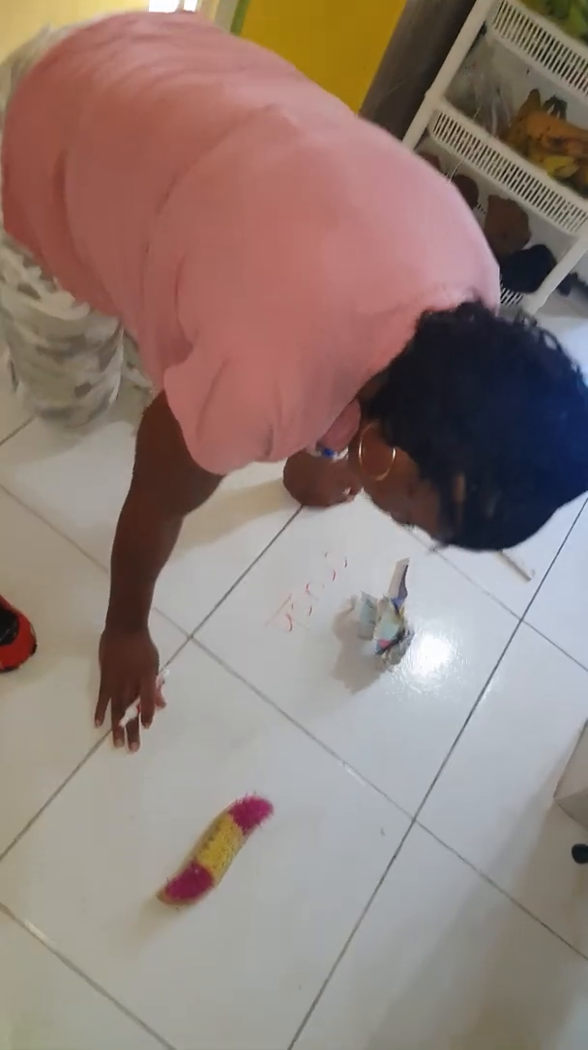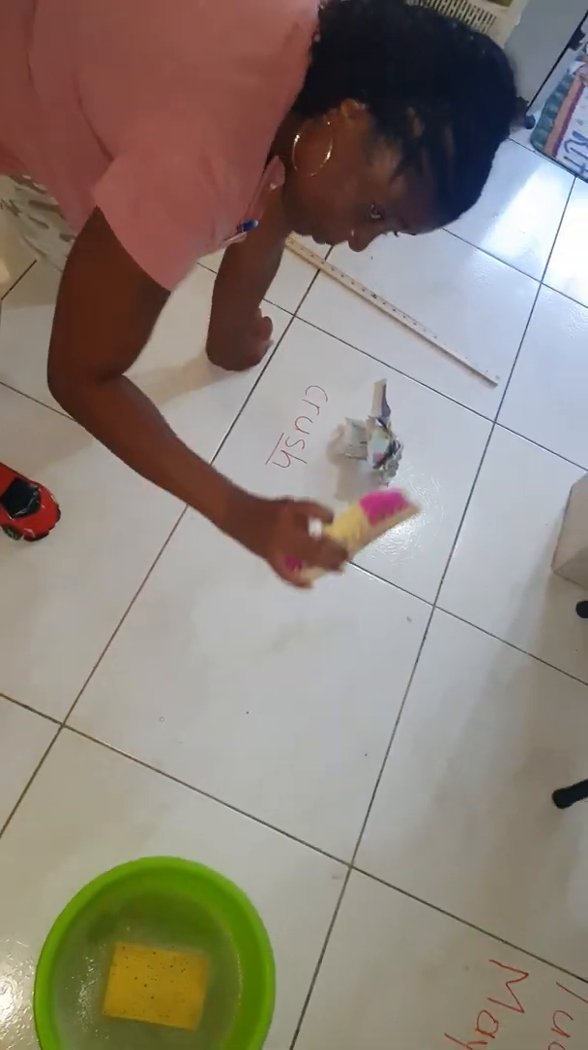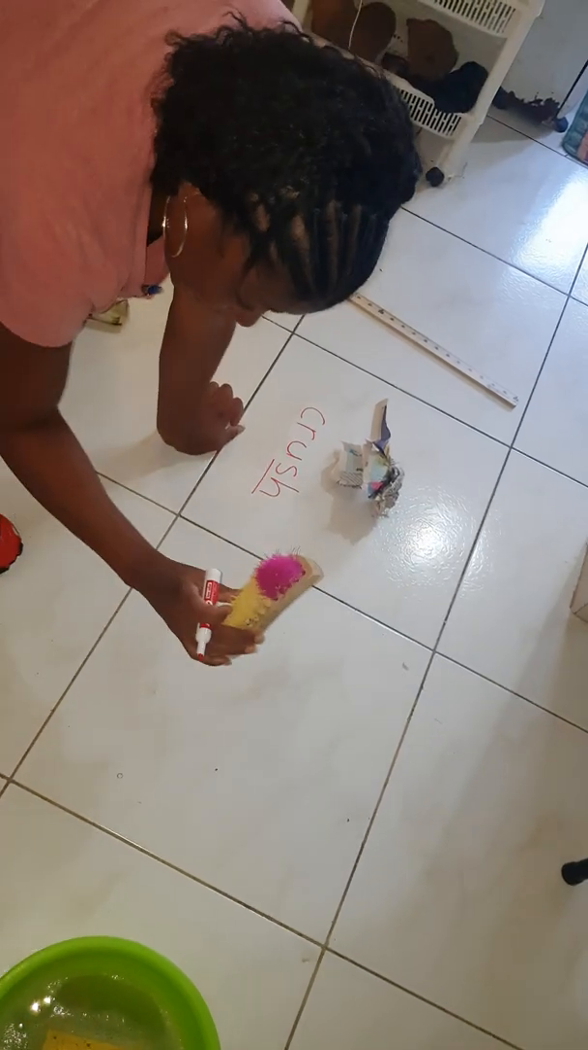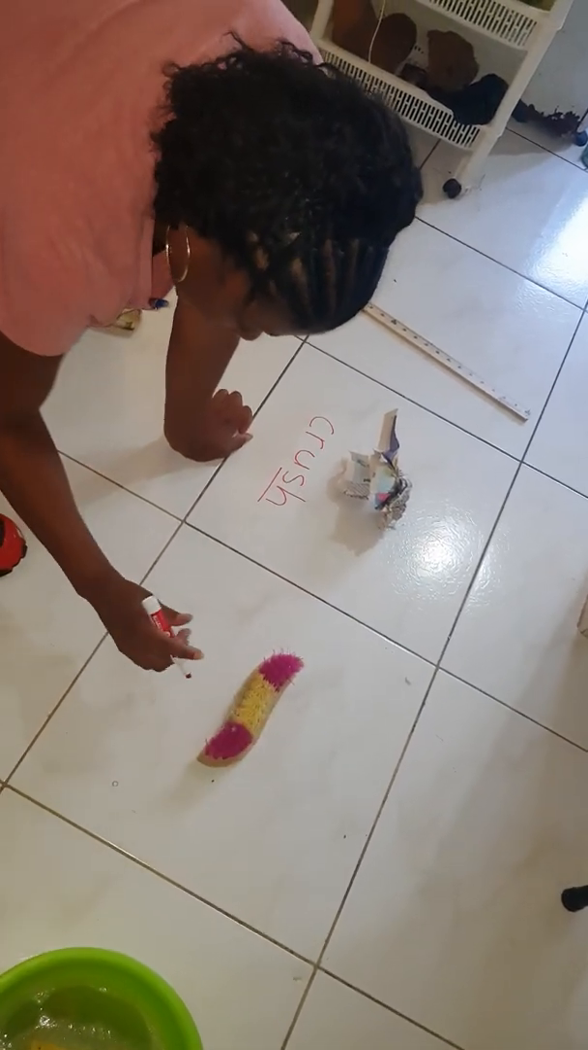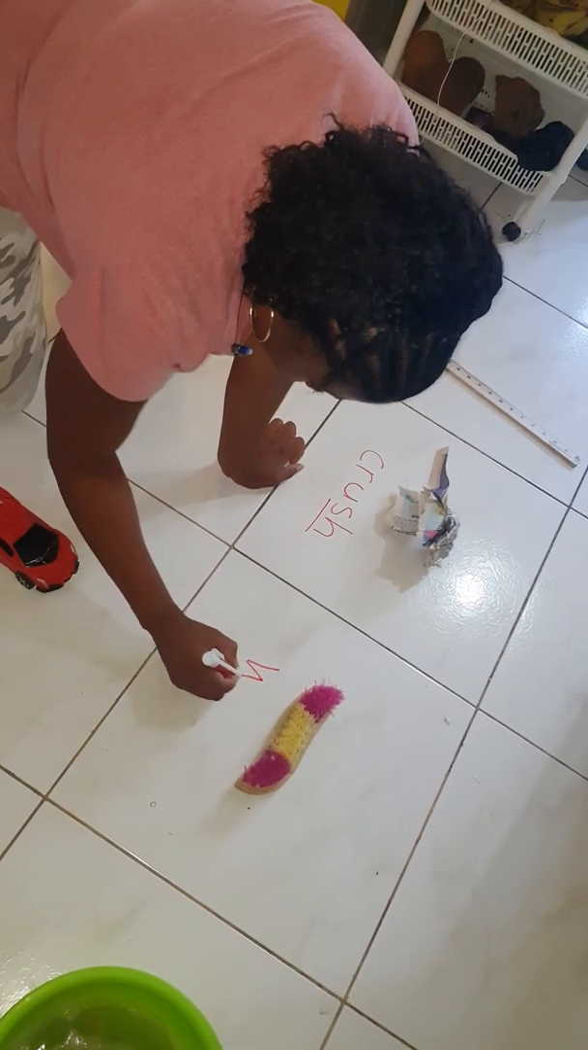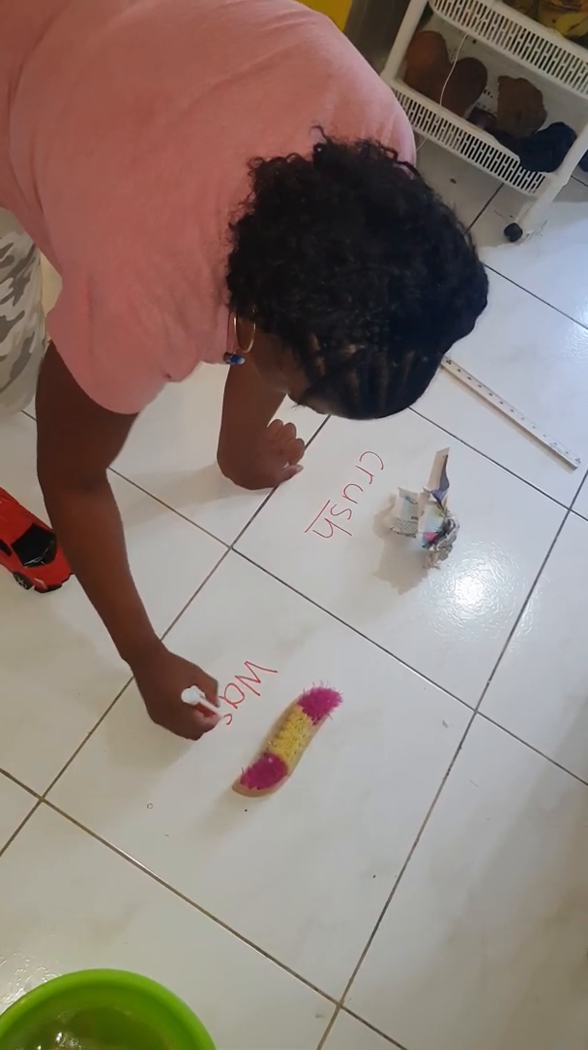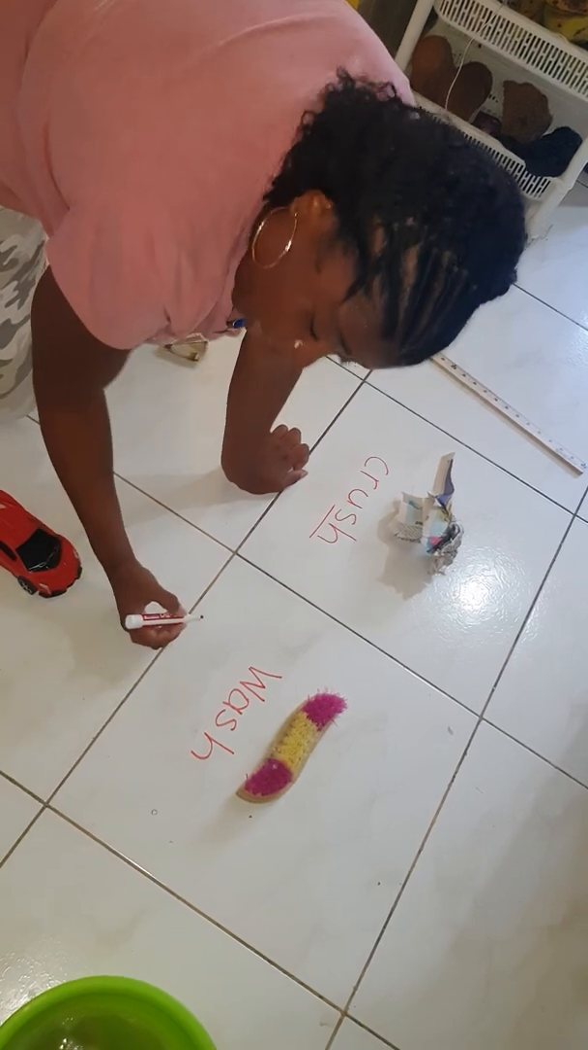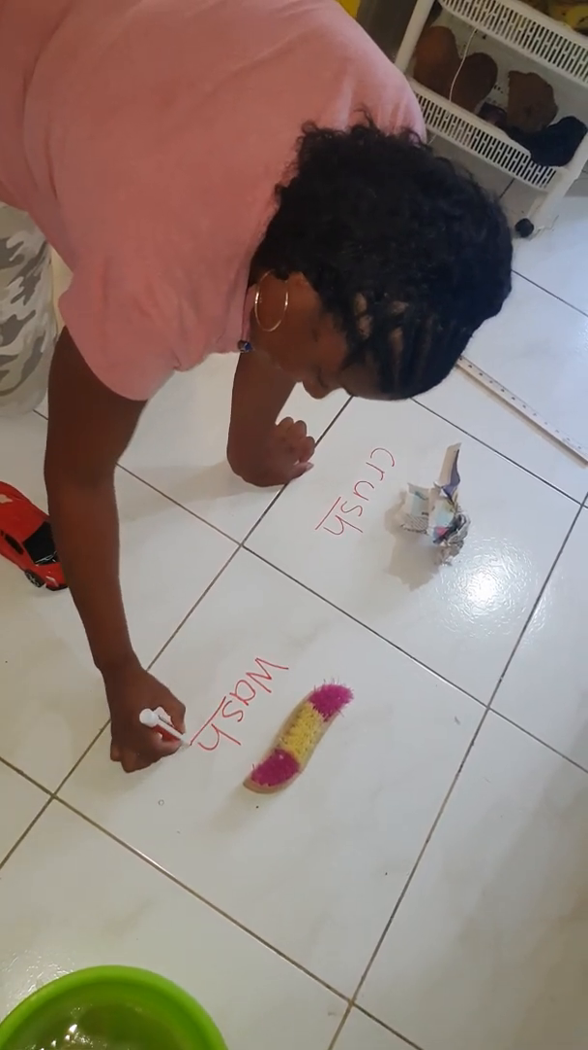Let's move over to this one. Everybody should know this one. This is something that mommy has in the house. Mommy uses it to wash. So what does mommy use it to do? She uses it to wash. She uses it to wash, and wash has S and H at the end.